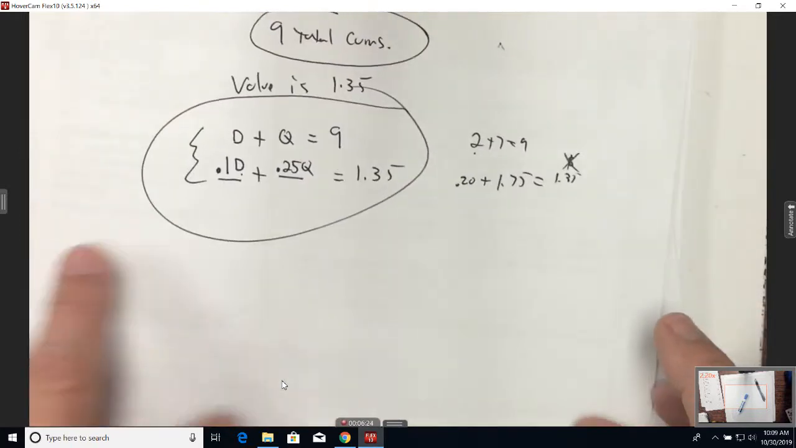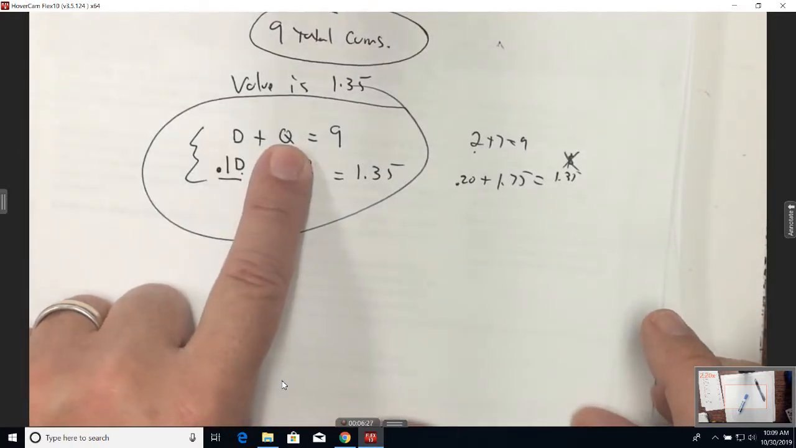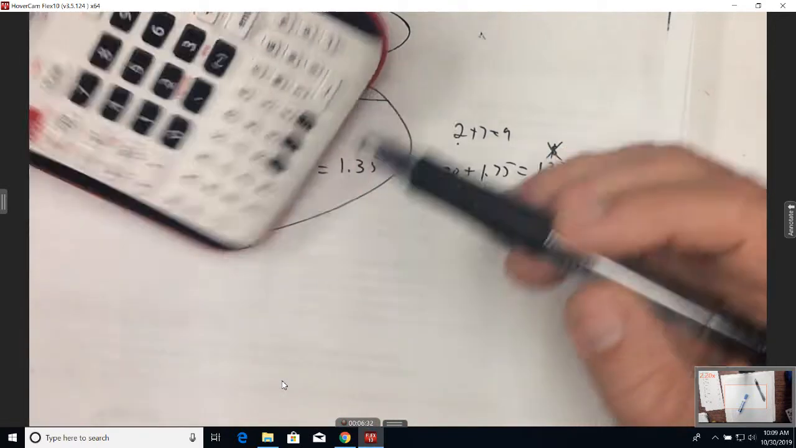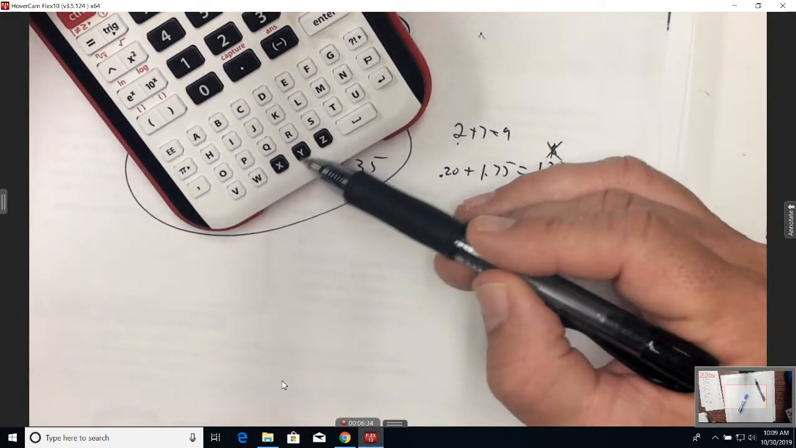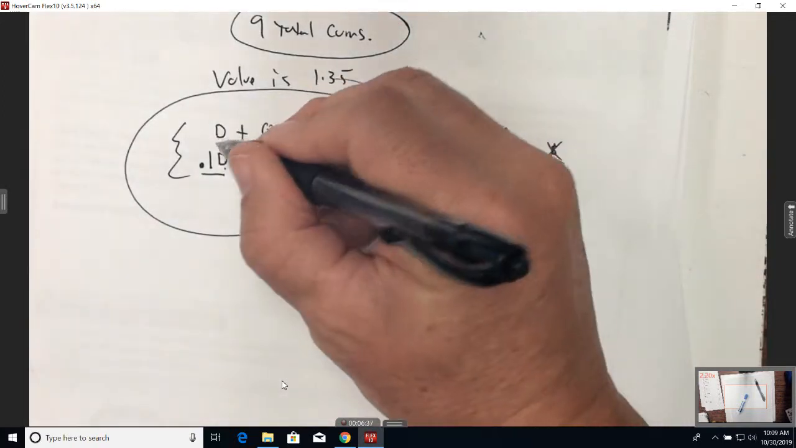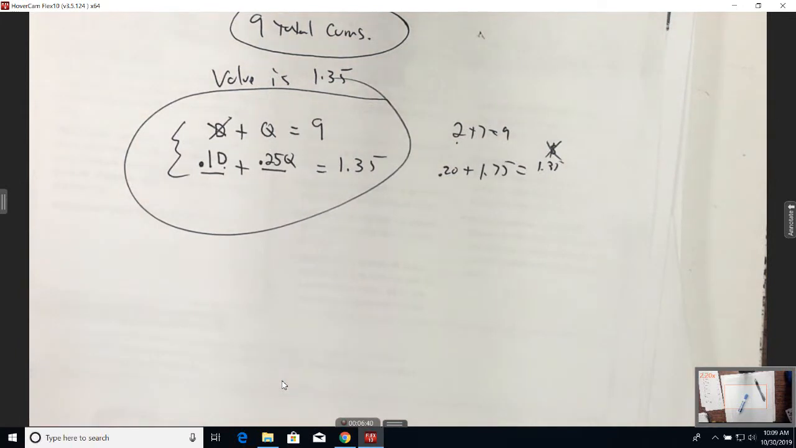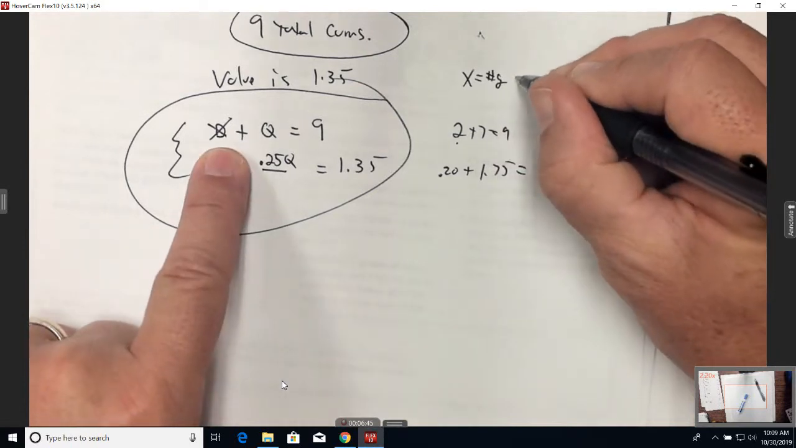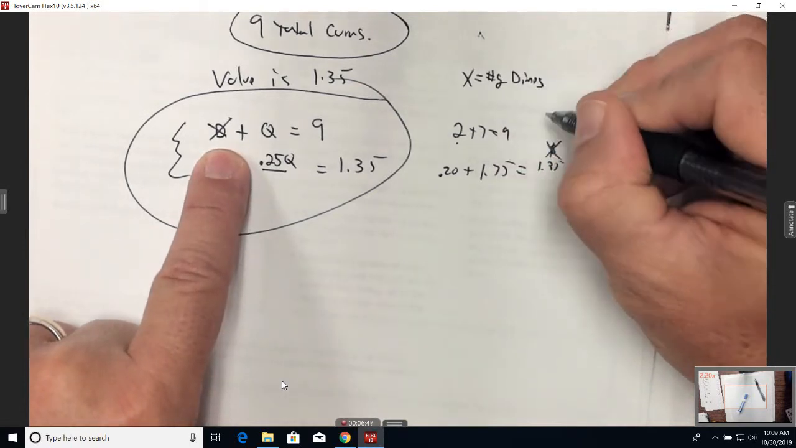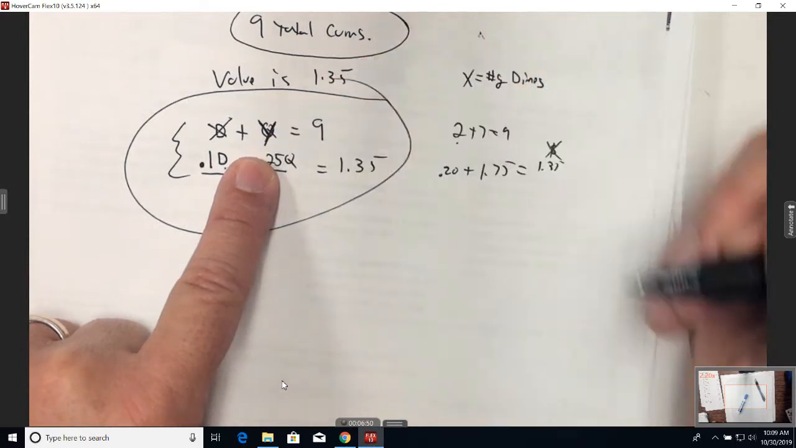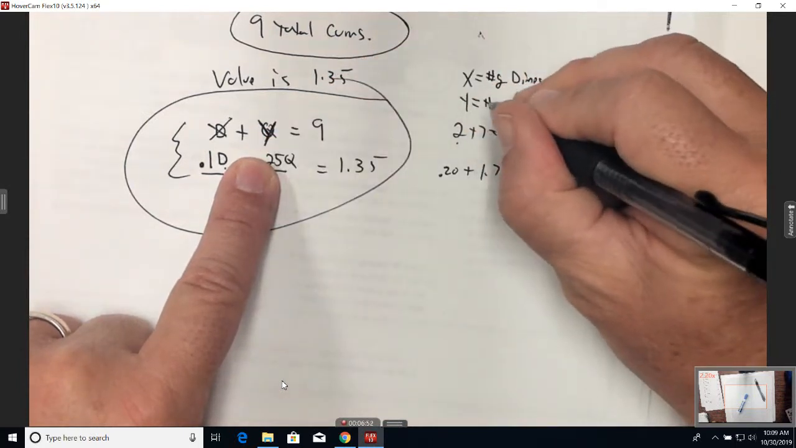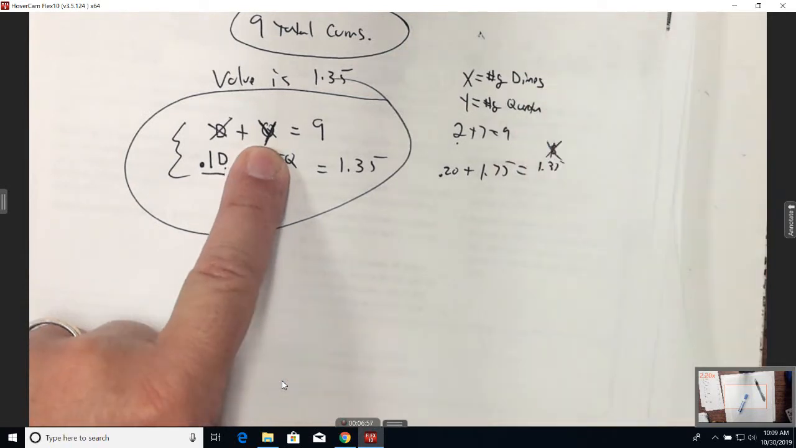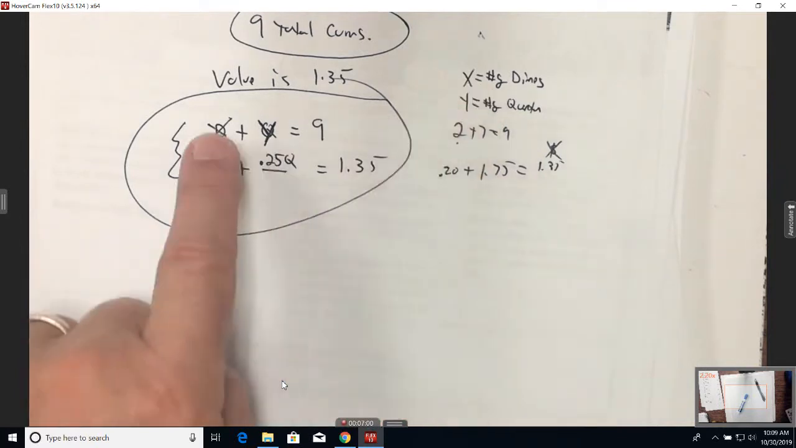I have to be able to write these, not in terms of D and Q, but in terms of, how do we graph in our calculator? X's and Y's and Z's, right? So I got to figure out that X maybe is my number of, what would X be? Number of, what's it in this problem? Dimes. And then I'm going to make Q be Y, so Y is equal to the number of what? Quarters, right? You understand? X is the number of dimes, Y is going to be the number of quarters.